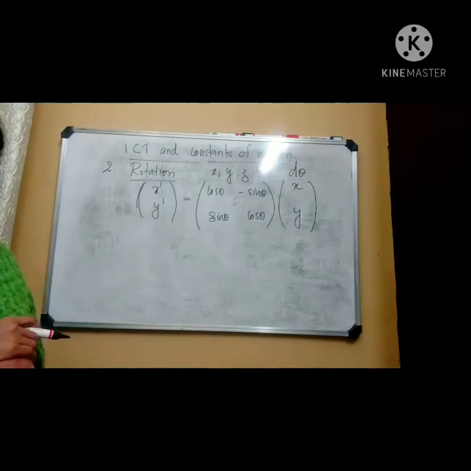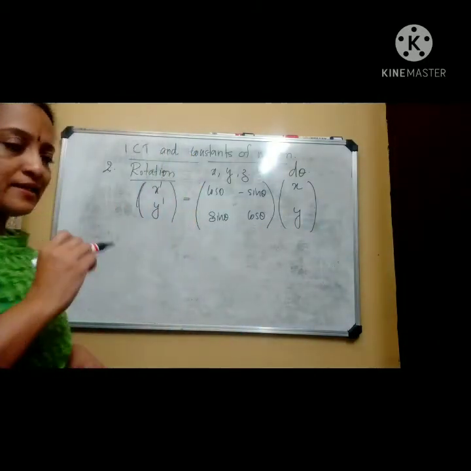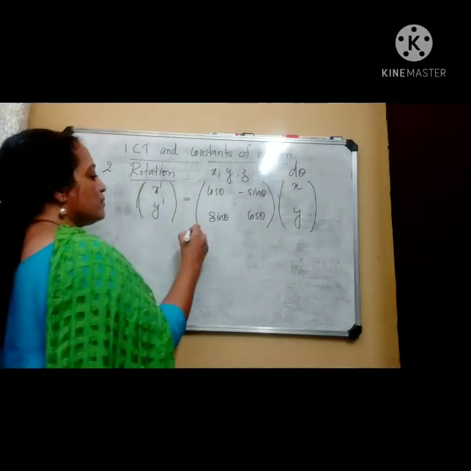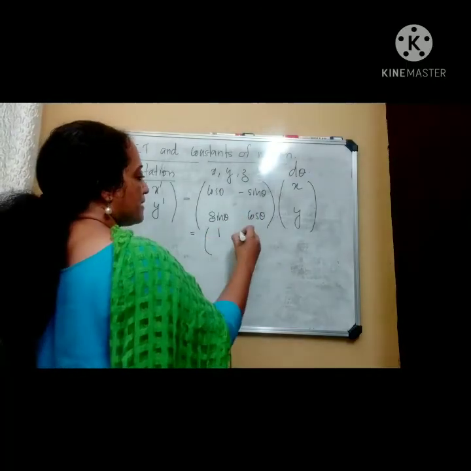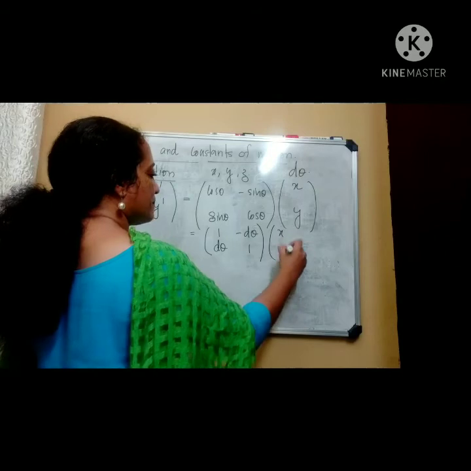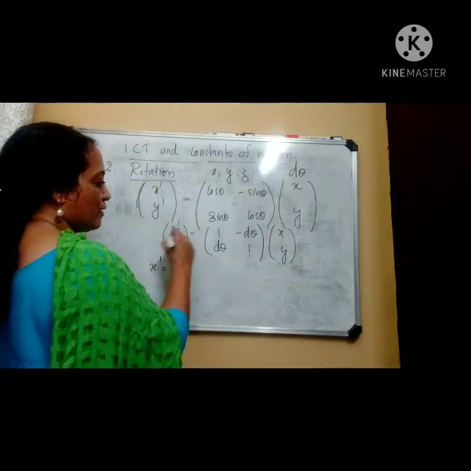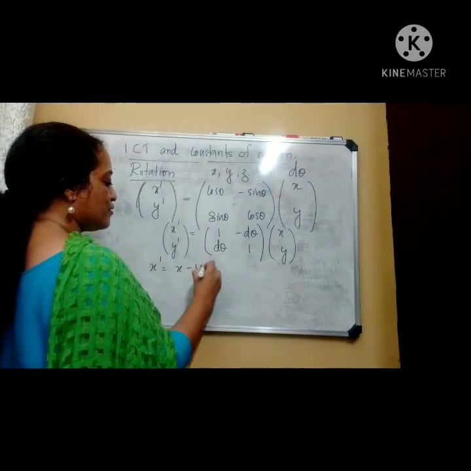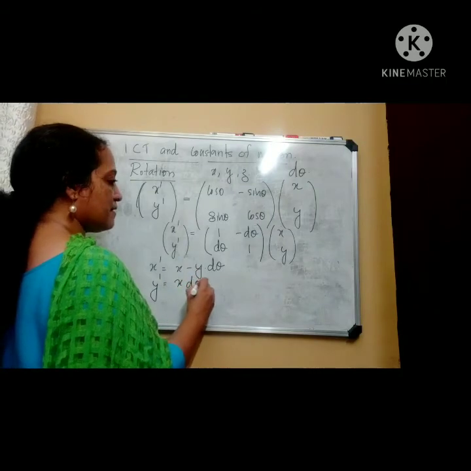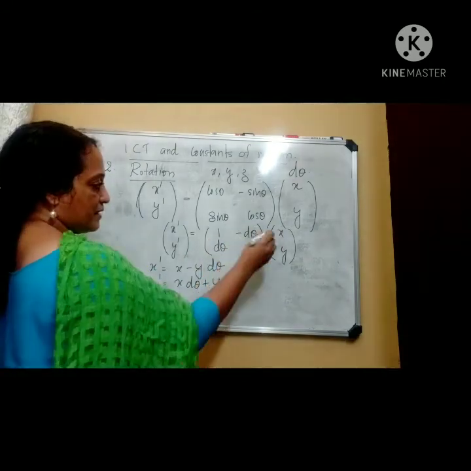So x prime, y prime are the new coordinates after rotation, and we know that when theta is very small, cos theta is approximately equal to 1 and sin theta is approximately equal to theta. Here theta is d theta. So we may rewrite this as the matrix 1, minus d theta, d theta, 1, into x, y. So new coordinates x prime, y prime are equal to this much. We may expand this so that x prime is equal to x minus y d theta, and y prime will be equal to x d theta plus y.